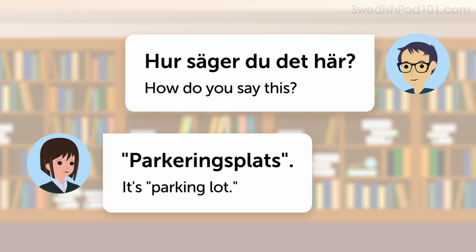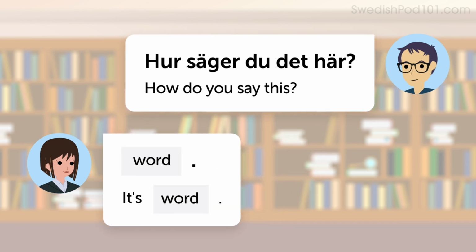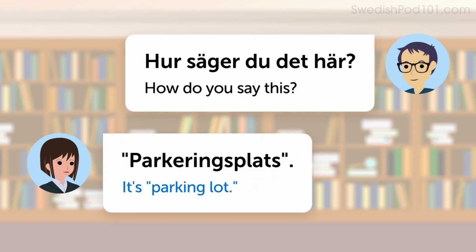First of all, you'll need to learn how to say, how do you say this? That's, hur säger du det här? Listen to it again. Hur säger du det här? Now, how do you answer this question? The pattern is: word. In Swedish, we only say the word as the answer. For example, it's parking lot. Parkeringsplats.